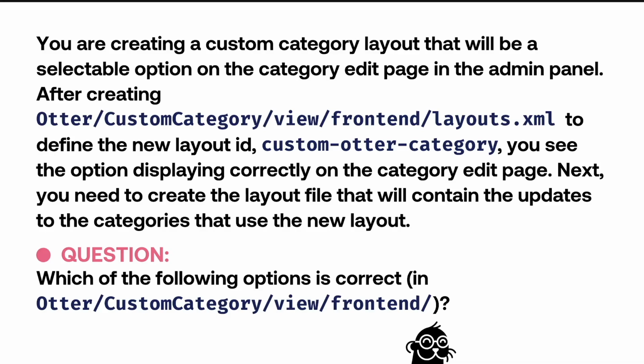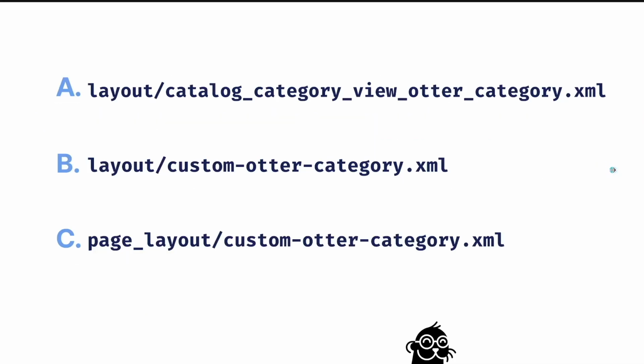Next, you need to create the layout file that will contain the updates to the categories that use the new layout. Question: which of the following options is correct? And these will all be in the Otter custom category view frontend directory. So let's take a look at the possible answers. We have A, layout/catalog category view otter category.xml. B, layout/custom-otter-category.xml.